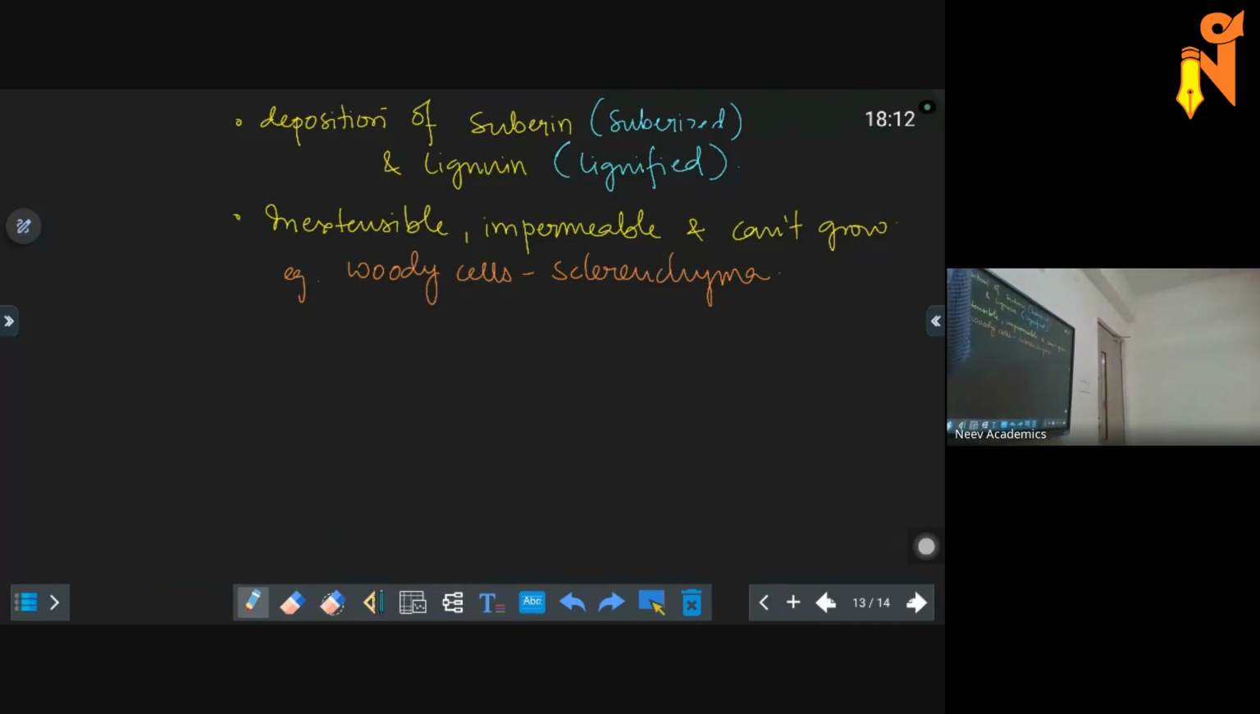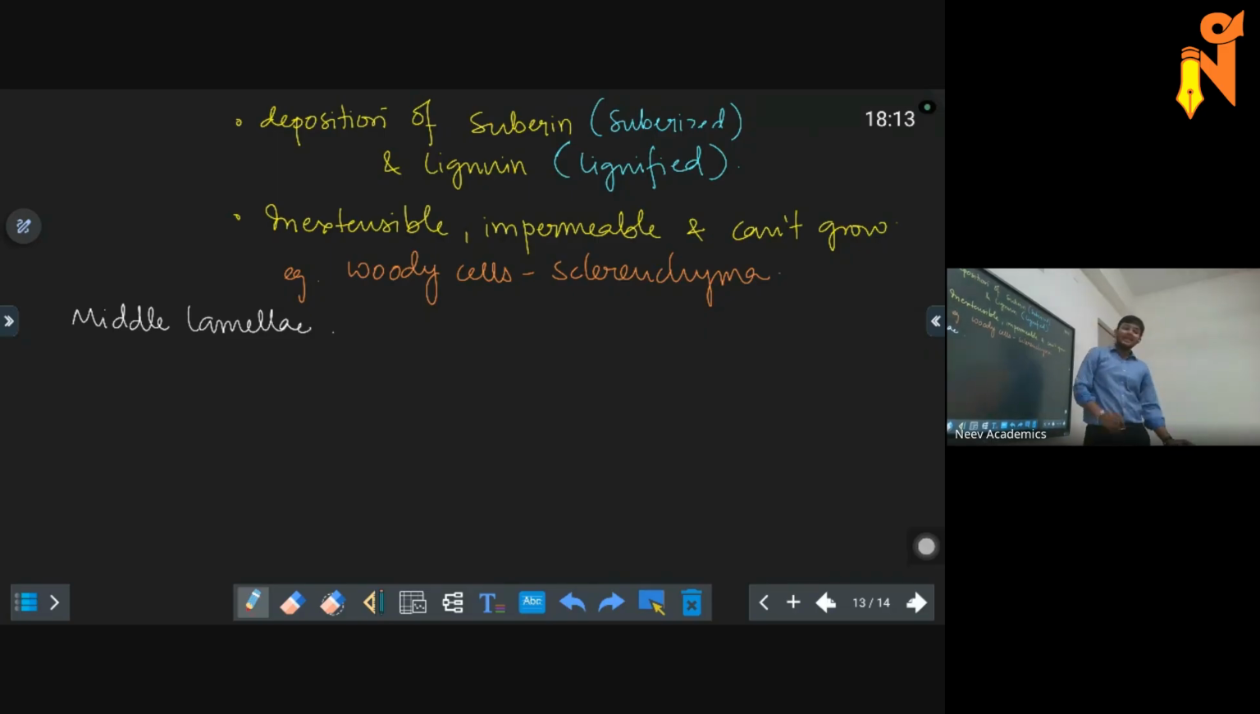Now, the next structure which is associated with the cell wall is... done, everyone? Yes, sir. Okay. Now, middle lamella. Lamella means layer, middle means in between. So the layer which will be present between two adjacent cells will be called the middle lamella. As simple as that.